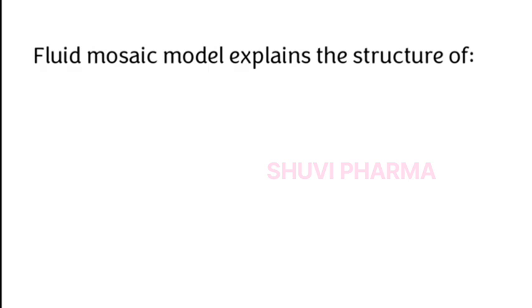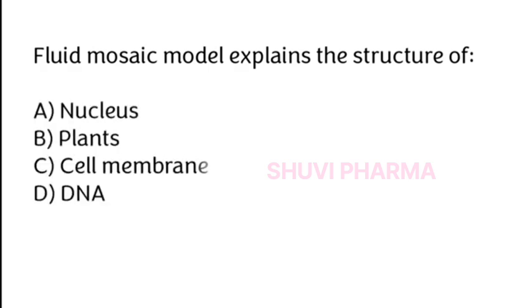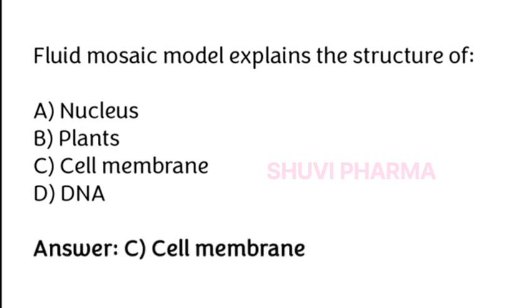Fluid mosaic model explains the structure of nucleus, plants, cell membrane, DNA. The correct answer is option C. Fluid mosaic model explains the structure of cell membrane.